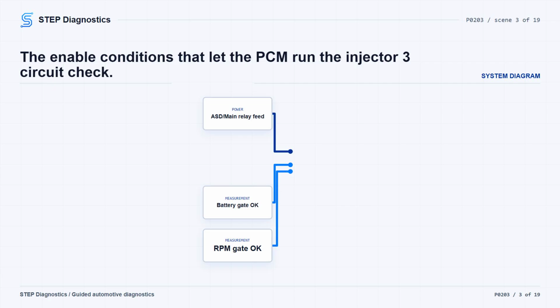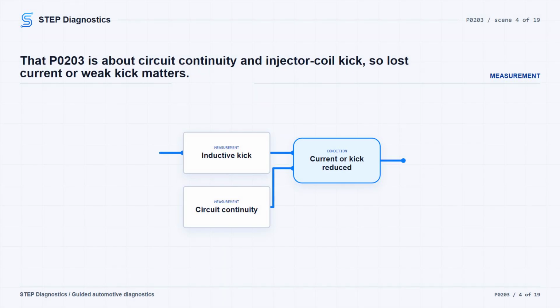The monitor runs with the ignition on, battery voltage above 9 volts, engine speed below 3000 RPM, and the ASD/main relay powering the injector. The PCM is watching injector circuit continuity and the inductive voltage spike from the injector coil when the magnetic field collapses. Anything that reduces maximum current flow or reduces that spike can set the code, so do not treat this as only an injector part check. Treat it as a complete circuit diagnosis.